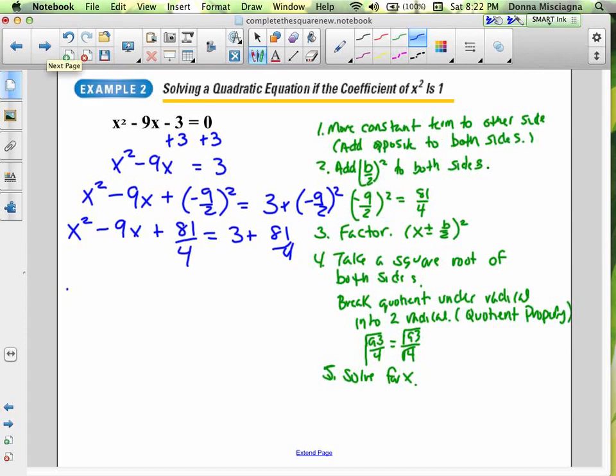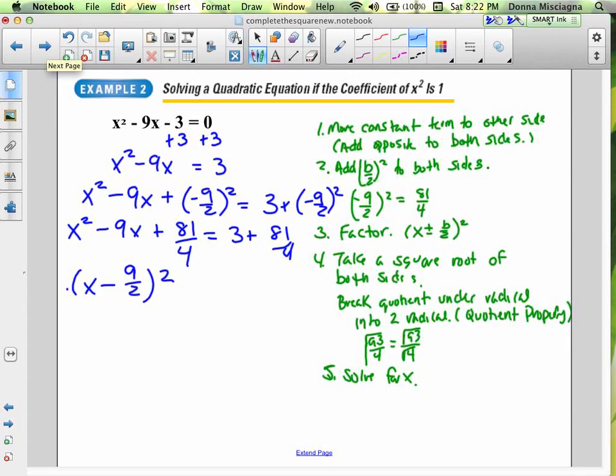On the left-hand side, we can factor. It's going to be x minus, because that's a minus, and b divided by 2, 9 divided by 2. Leave it like that. Don't make it 4.5. Leave it as 9 divided by 2 squared. All right, I'm not going to write x minus 9 halves times x minus 9 halves.